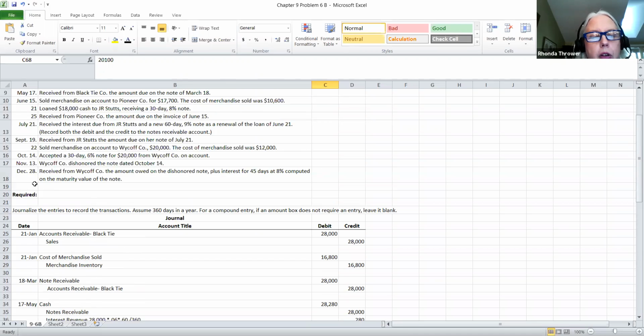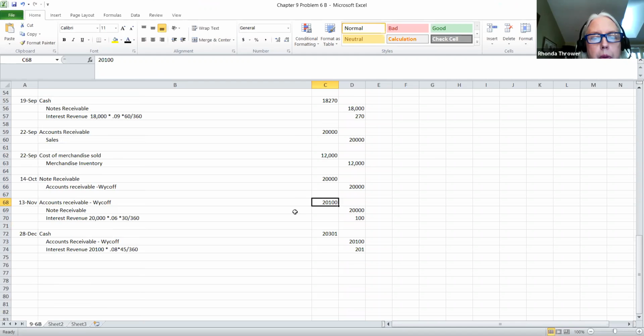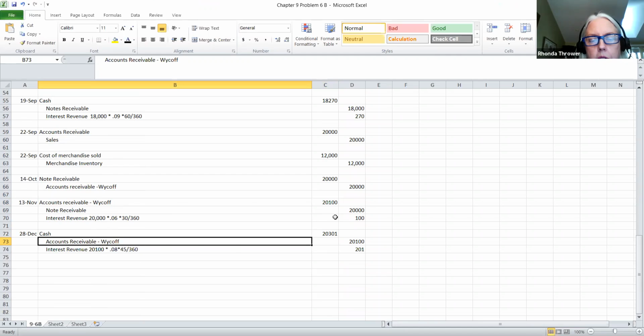In addition to that interest, on December the 28th, it says that we received from Wyckoff Company the amount owed on the dishonored note plus interest for 45 days at 8% that was computed on the maturity value of the note. So in this case, we finally are receiving payment from the Wyckoff Company. The accounts receivable that we established on November the 13th is going to be paid. So the accounts receivable is credited for the $20,100 that we established that accounts receivable at on November the 13th.